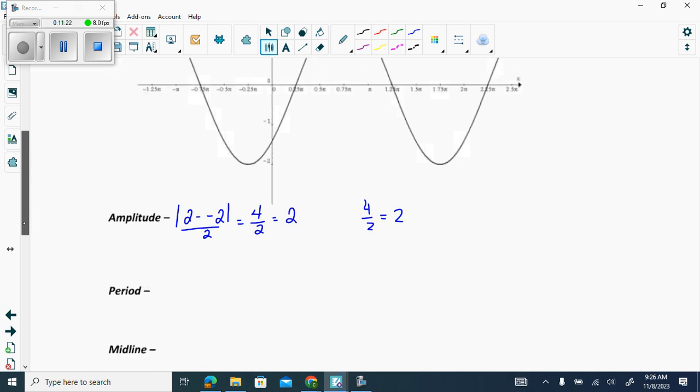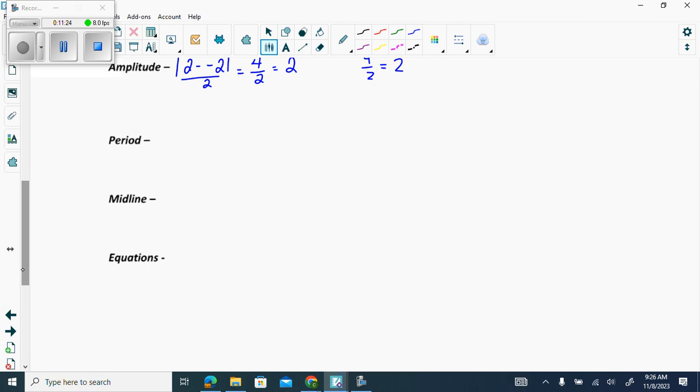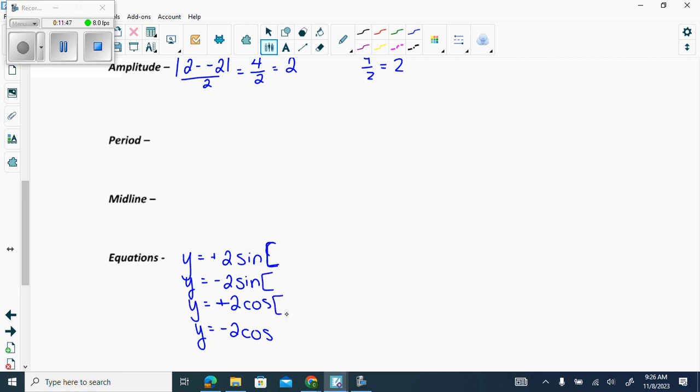So let's go fill in our A's. y equals positive 2 sine. y equals negative 2 sine. y equals positive 2 cos. y equals negative 2 cos. Then I need the period. Not the period, the period. I do need the period to get me the periods.